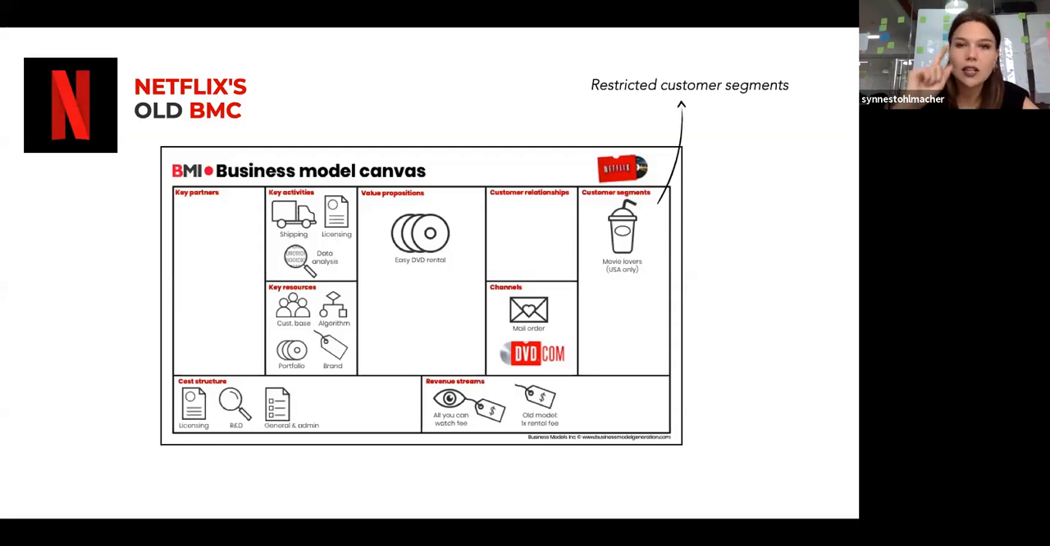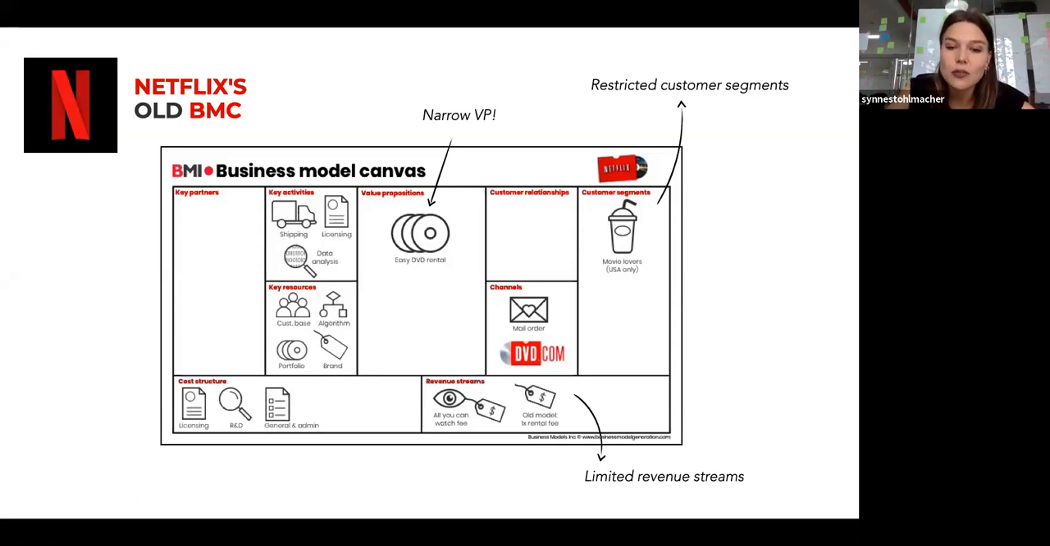As you can see, they only had one customer segment, which was movie lovers in the USA. In terms of their value proposition, that was easy DVD rental. As I mentioned, you sent one, you got one, you didn't have to go to the DVD store. You can see in the revenue streams that they had very limited revenue streams. It was all you can watch for free, meaning all you can watch of the same DVD, right? You're allowed to watch it as many times as you want, but the selection was nowhere near what it is now. And then of course, you had a rental fee that they paid.